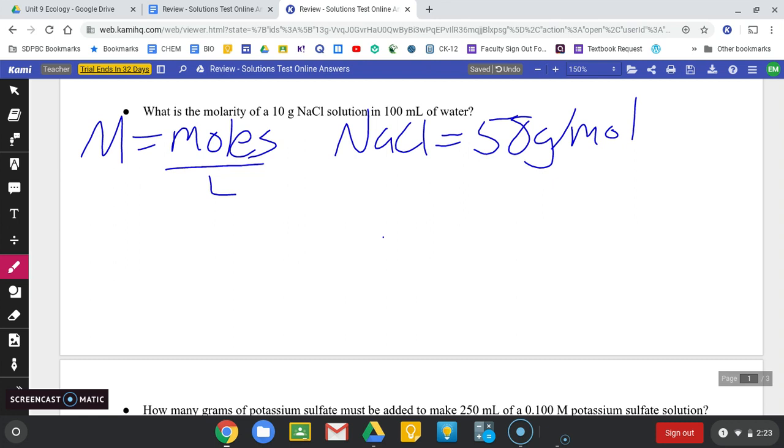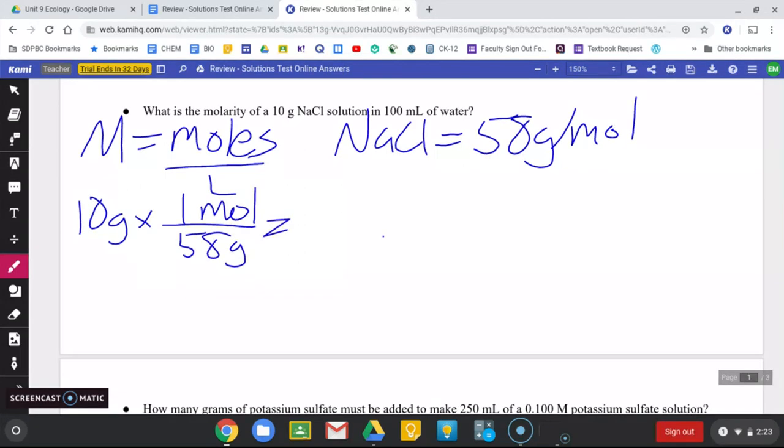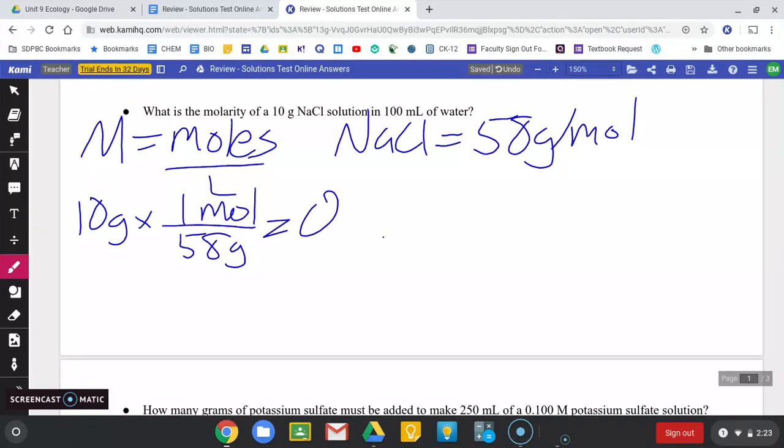And this is kind of what's always stuck. Like if you ever have grams, convert to moles. It's always going to work for the rest of the year. So just keep that in mind. So we got 10 grams. We want to get moles. So for 1 mole, we have 58 grams of salt. 10 divided by 58 and get 0.17 moles.